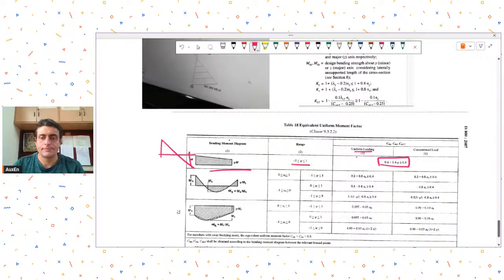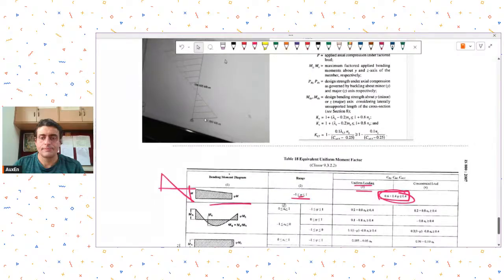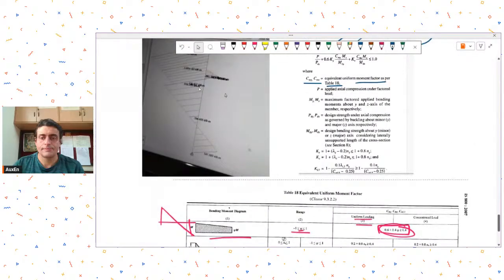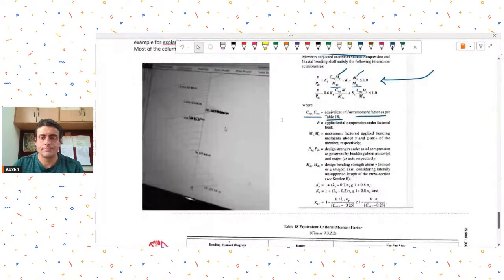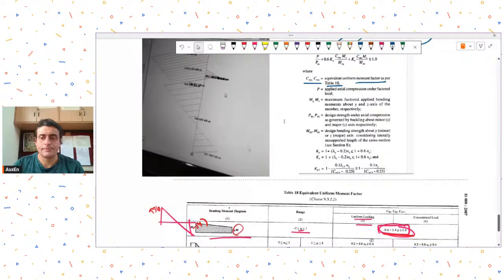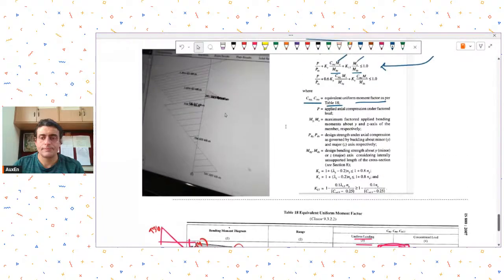If it's a uniform loading or concentrated loading, the formula remains the same. Psi value can vary between -1 and 1. So for you, it will be, I cannot read the value, but I think 936 and 547. So if you write it as 936, this becomes minus 547. From that, you can get the psi and get the CMY or CMZ, whichever as per your local axis, and then do the calculation about the other axis also.